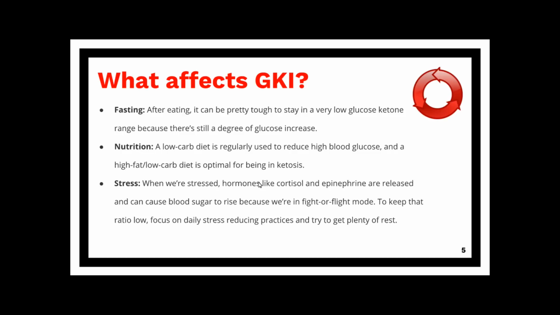The next thing is stress. Stress is a major thing. When we're stressed out, hormones like cortisol and epinephrine are released, and that can cause a rise in blood sugar because we enter a sort of fight or flight mode. Now, if you're diabetic and you are on a ketogenic diet, you still have to worry about your levels. The reason is that even diabetes patients with good glucose levels can still get spikes when they're tired, when they're stressed out, when they're ill.